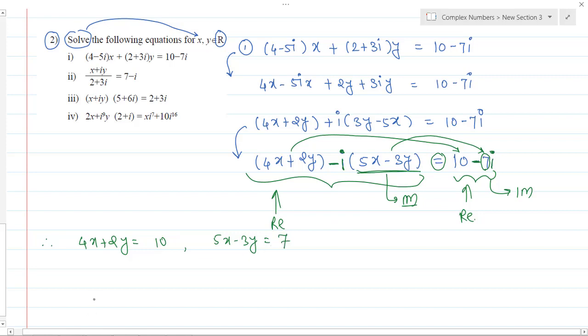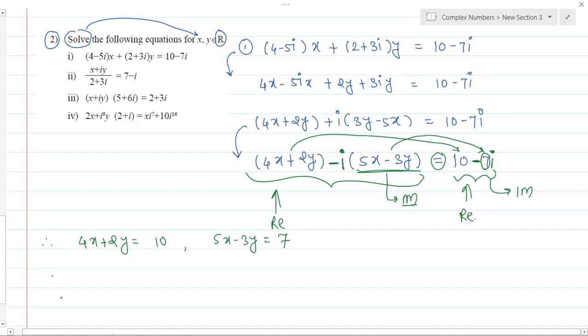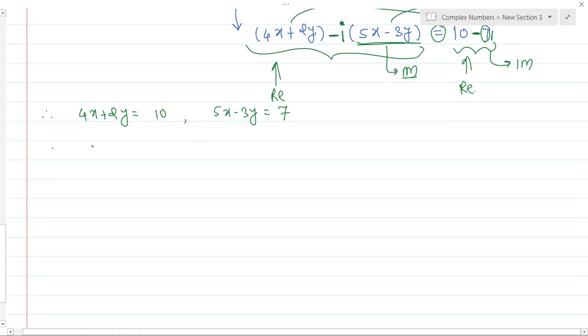Perfect. Now you have two equations and two variables. So how to solve this simultaneous equation? 4x plus 2y equals 10, and 5x minus 3y equals 7. So how will you solve this? Do you know how to solve this type of simultaneous equation? Yes, sir. Then what will you do? Make the coefficient of either x or y the same.